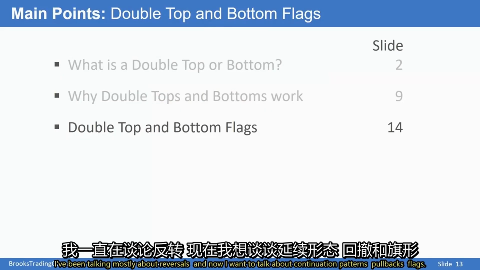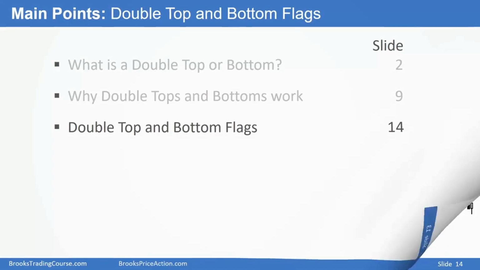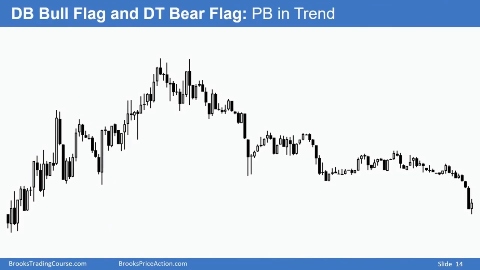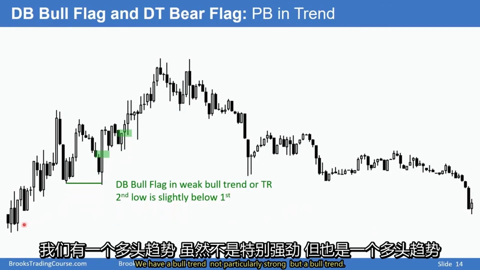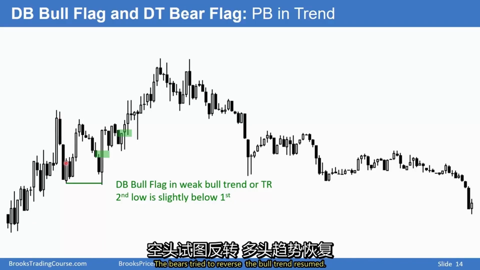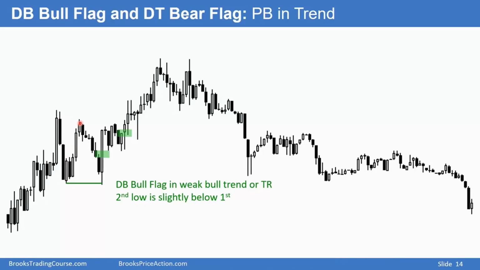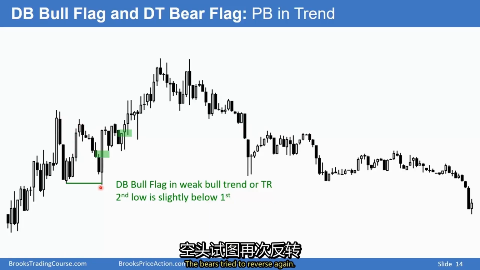I've been talking mostly about reversals, and now I want to talk about continuation patterns, pullbacks, flags. We have a bull trend, not particularly strong, but a bull trend. The bears tried to reverse, the bull trend resumed. The bears tried to reverse again.